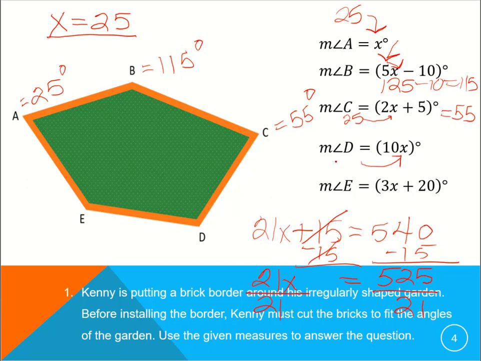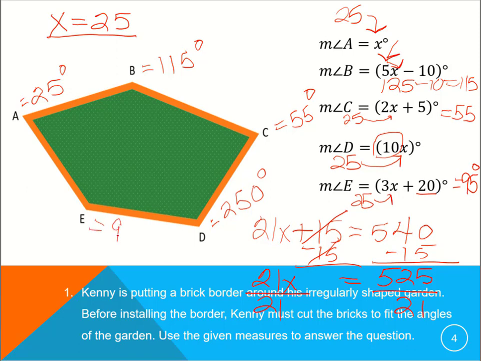Again, keep using that 25 that you found for x. In your problem, it's going to be something different, remember? And your expressions will be different. In my example, I have 25 for x substituted in here, multiplied by 10 in the measure of angle D. 25 times 10 is 250 degrees. I have one more to find. All right, substitute in 25 here in the expression. 3 times 25 is 75, plus 20, 75, 85, 95 is 95 degrees.